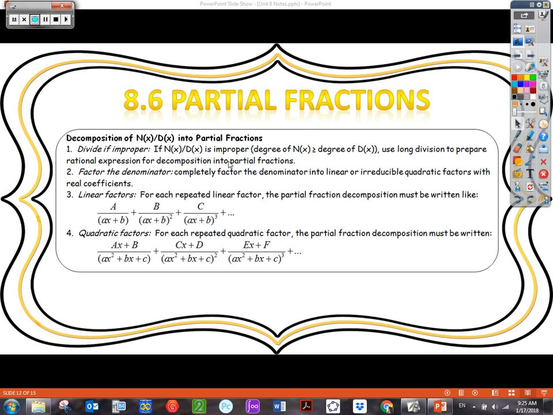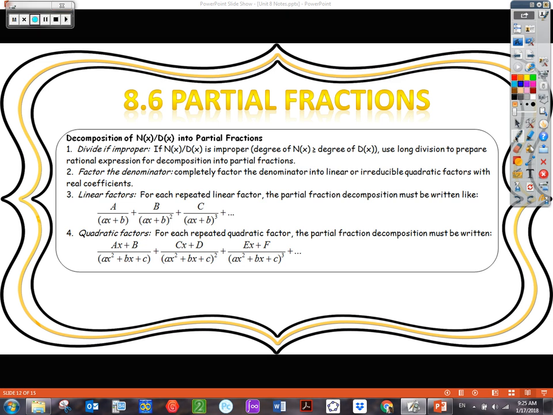The very first thing that we're going to do is look at it's a rational equation, and we're going to divide it if it's improper. That's the very first thing that we would do. And so what does that mean? So n would be my polynomial in the numerator, d is my polynomial in the denominator. It's improper if the degree of n, the numerator, is bigger than or equal to the degree of d.